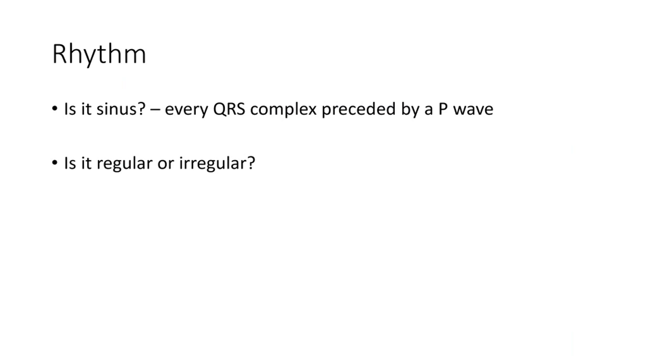Okay, so that was the rate. Let's talk about the rhythm. I don't want to speak too much about this. I just want to say you need to ask 2 main questions. Is it a sinus rhythm? So is the sinoatrial node causing a QRS complex in every case? And is it a regular or an irregular rhythm? That means are the RR intervals constant between each QRS waveform.